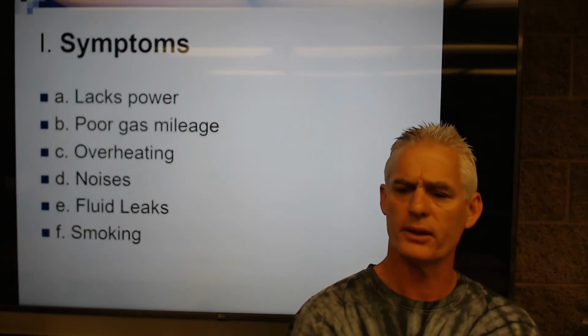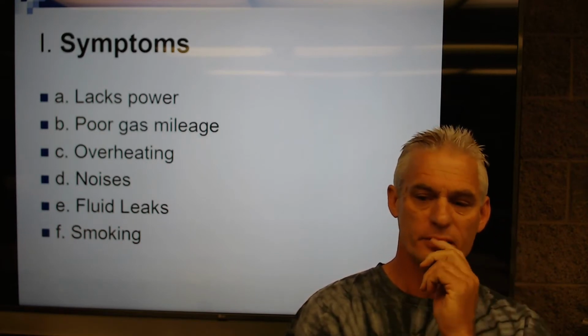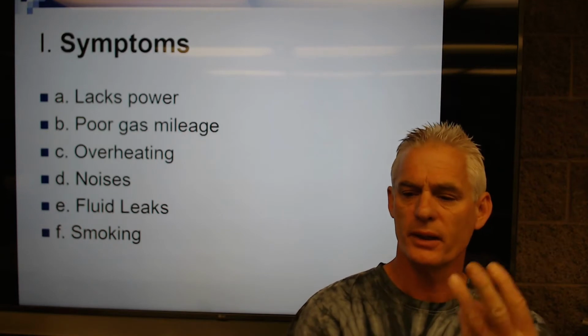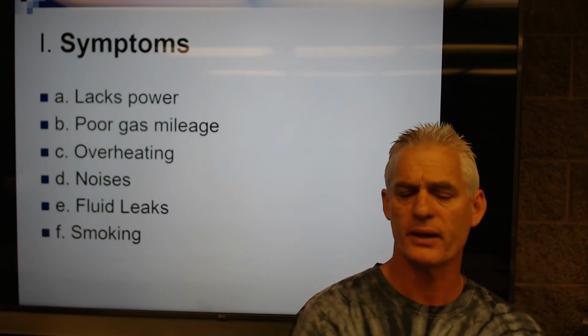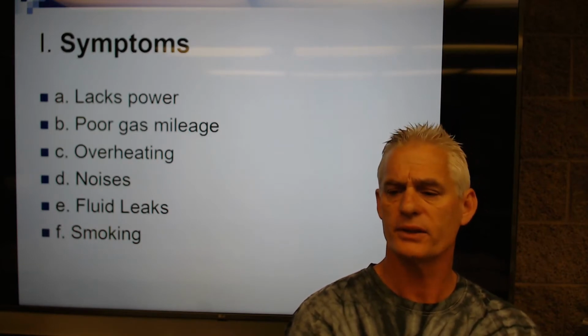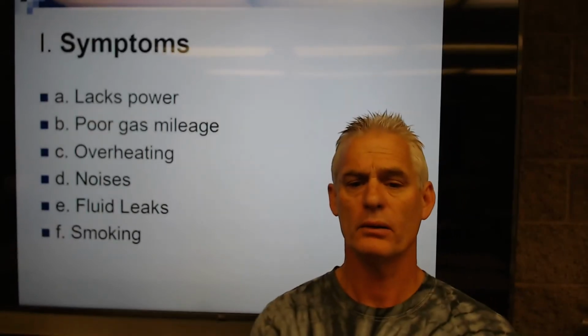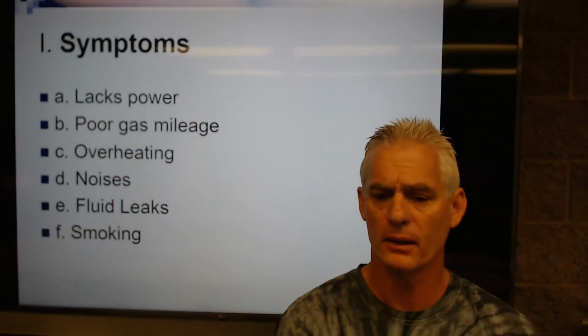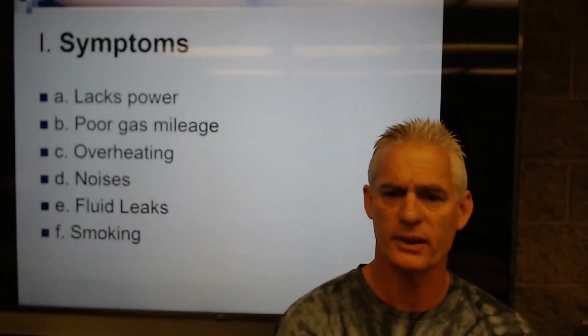How about smoking out the tailpipe? Blue smoke means we're burning oil. Black smoke means we've got too much fuel in the engine. And white smoke, number 3, is we've got coolant or water being burned. We've got to be able to look at what's coming out the tailpipe and make some significant evaluations about what's going on inside the engine, as well as looking at erratic exhaust, misfire, et cetera, et cetera.